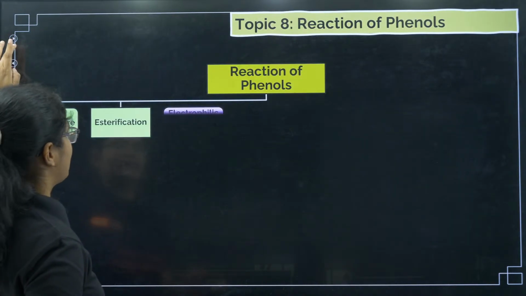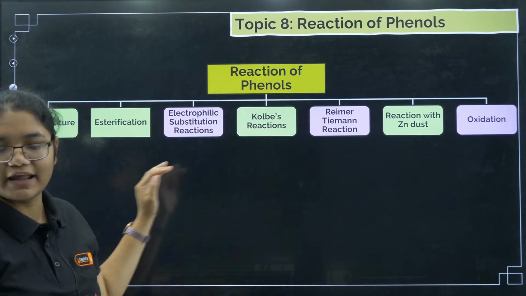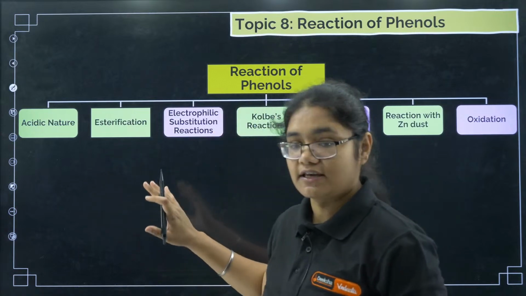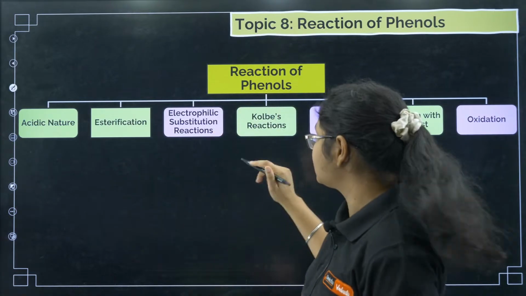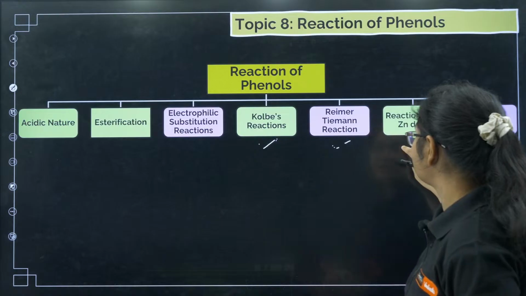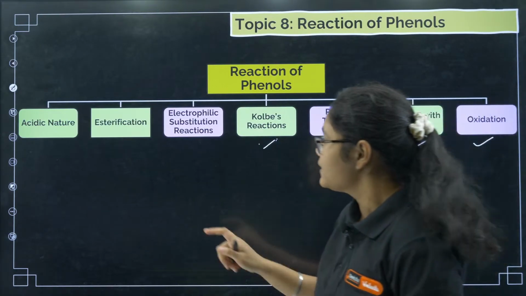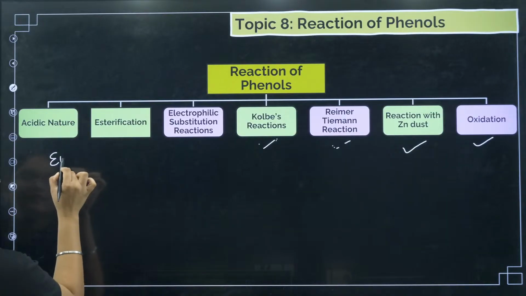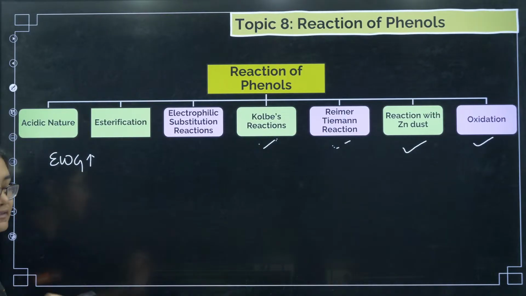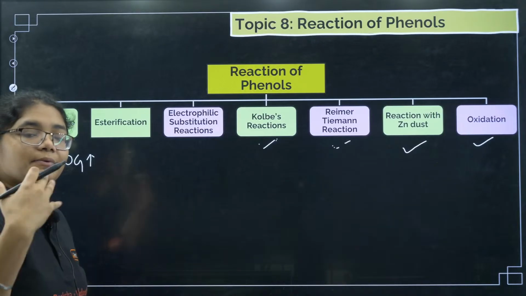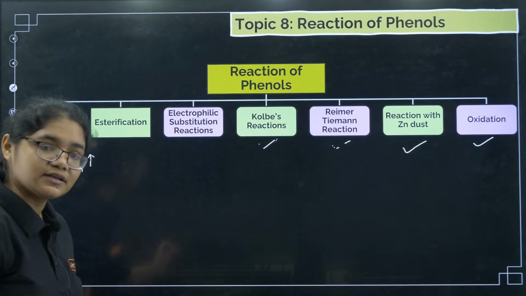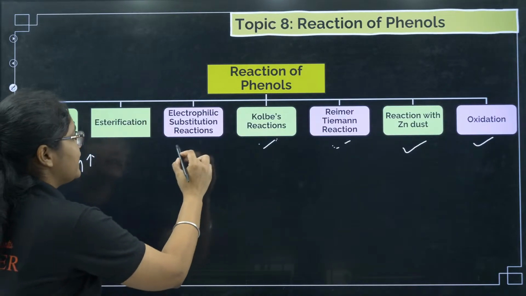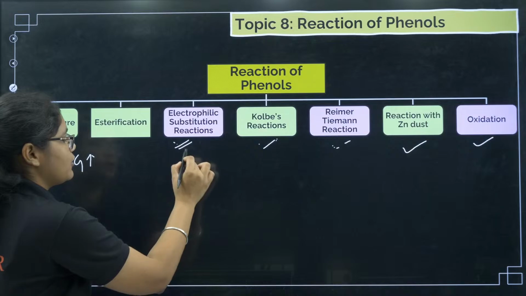Next, coming to reactions of phenols. So we have a lot of reactions for phenols. First we will be talking about the acidic nature of phenol. Then you have esterification, electrophilic substitution reaction, Kolbe's reaction, Reimer-Tiemann reaction, reaction with zinc dust, and oxidation. So all of you know this acidic nature. If there is electron withdrawing group, acidic nature will increase. In esterification, just as the aliphatic alcohols undergo esterification, the phenols will also undergo esterification. Next, electrophilic substitution reaction. This is important, so let us start here.